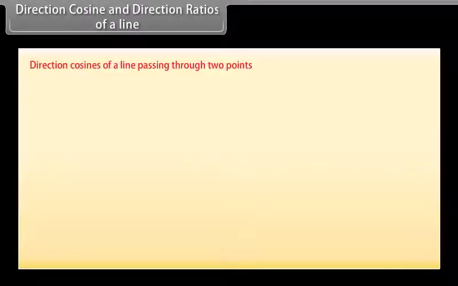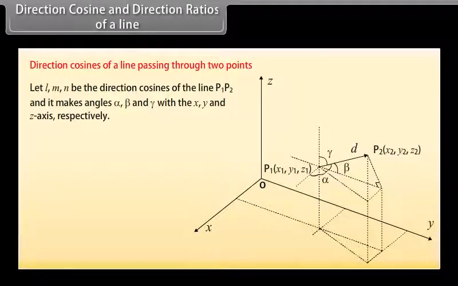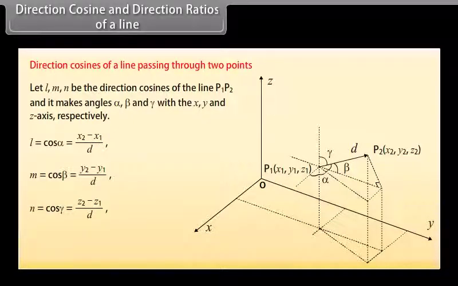Direction cosine and direction ratios of a line. Direction cosines of a line passing through two points. Let l, m, n be the direction cosines of the line P1P2 and it makes angles alpha, beta and gamma with the x, y and z axis respectively. The direction cosines are given as l equals cos alpha equals x2 minus x1 by d, m equals cos beta equals y2 minus y1 by d, n equals cos gamma equals z2 minus z1 by d. d equals square root of (x2 minus x1) square plus (y2 minus y1) square plus (z2 minus z1) square.